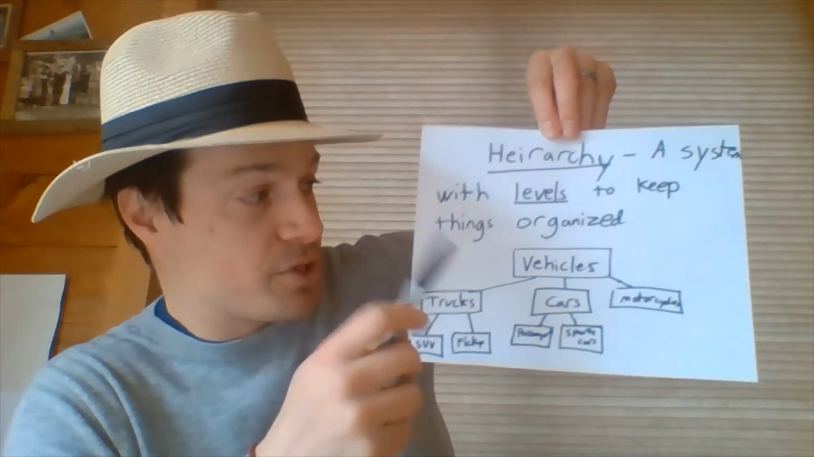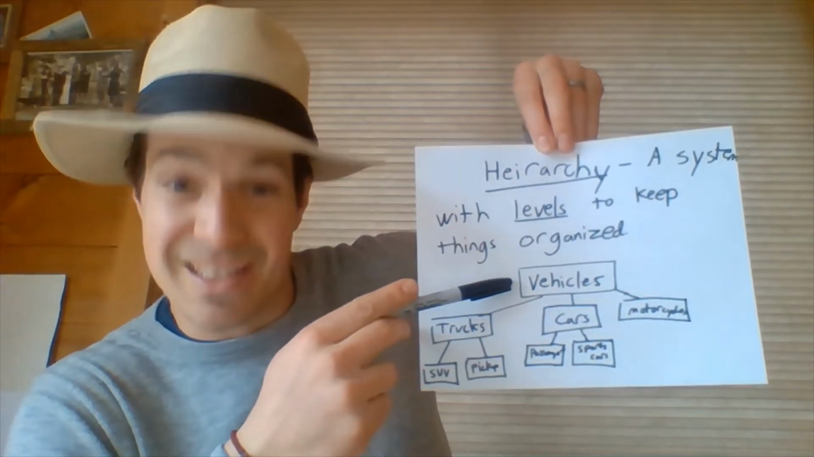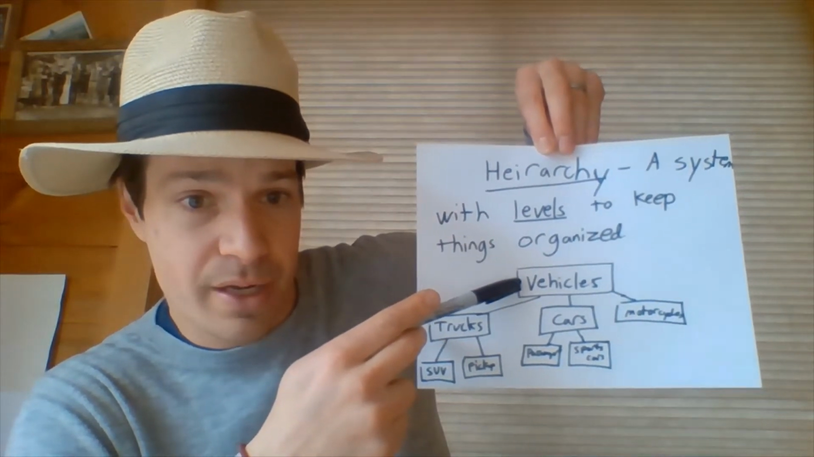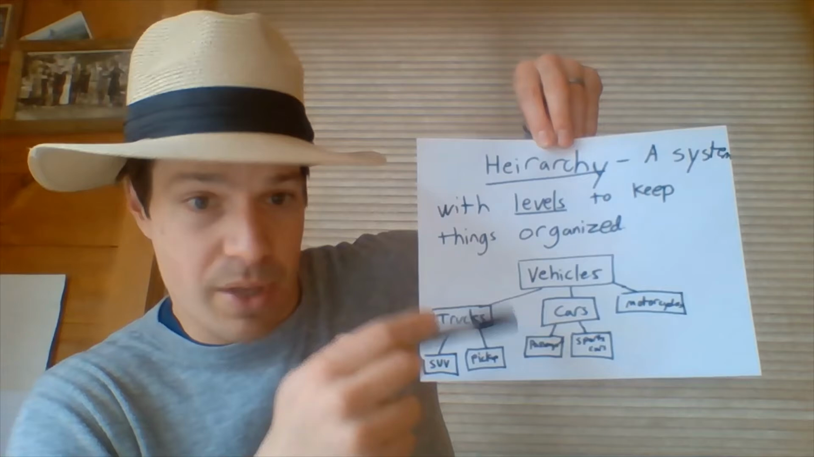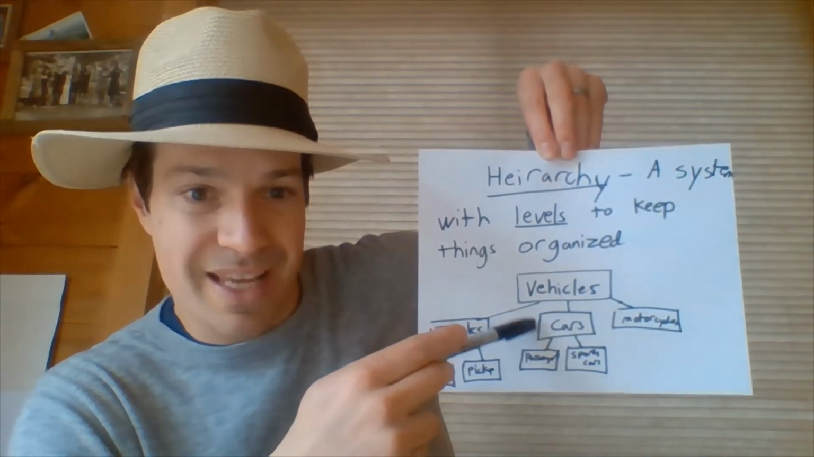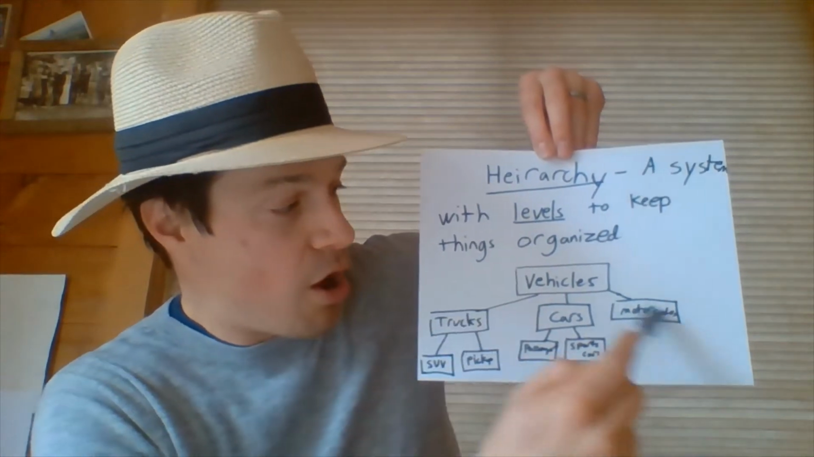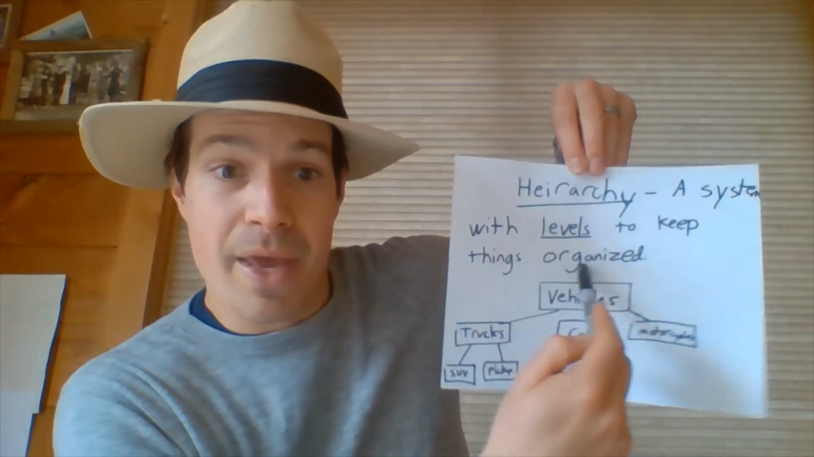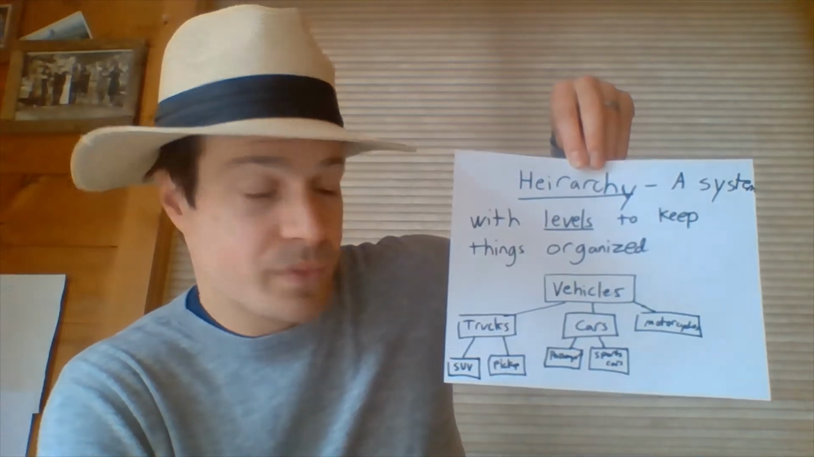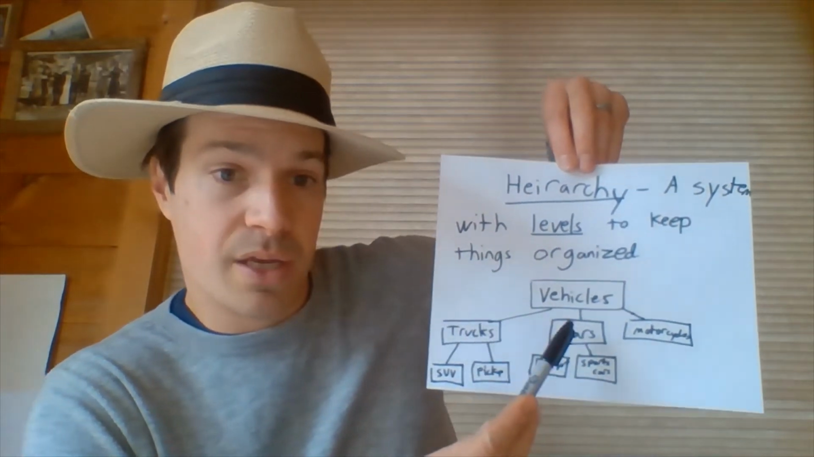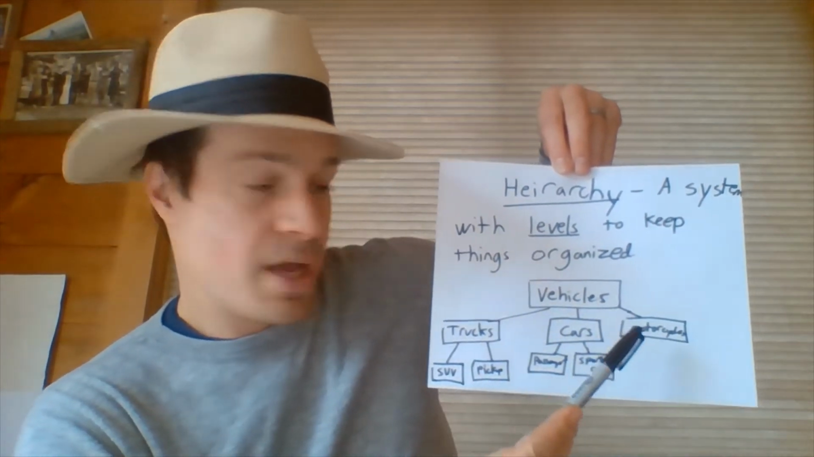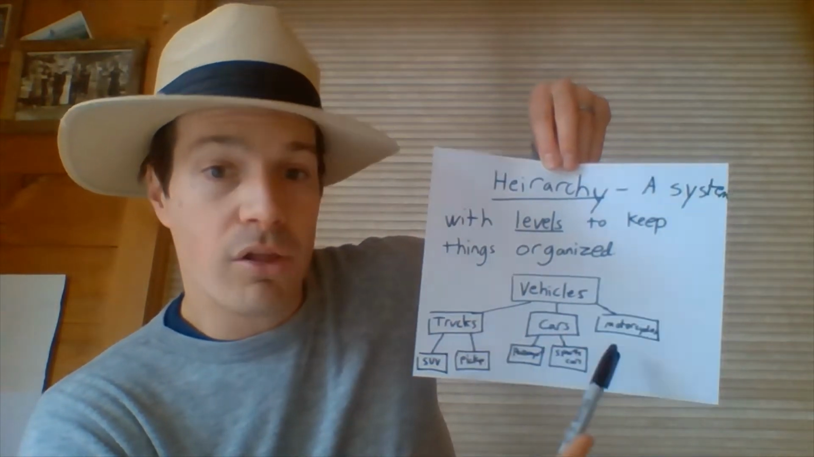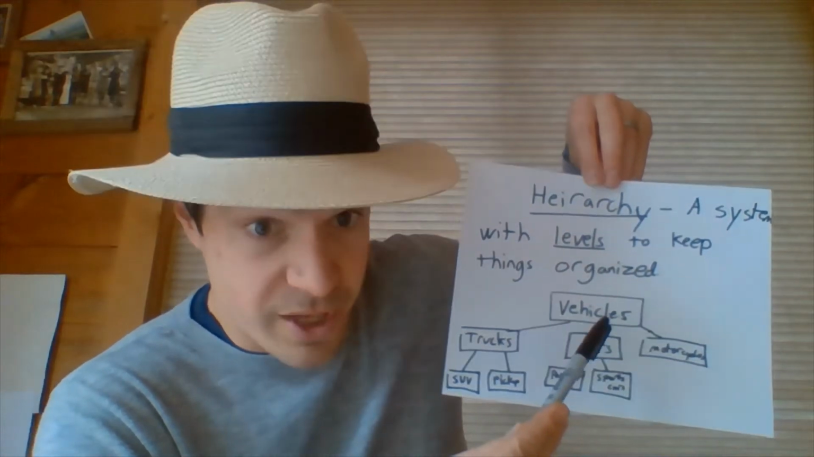From the top, this is the first level. The first level is the biggest level. It has the most things in it. Everything in the categories below it is also in this category. All of these things down here are vehicles. That's the biggest level in the hierarchy. Vehicles, you can see, is broken into three groups: motorcycles, cars, and trucks. All of those are vehicles.